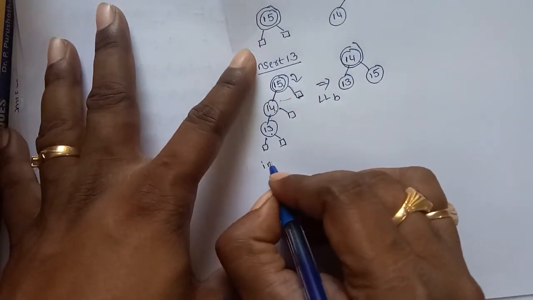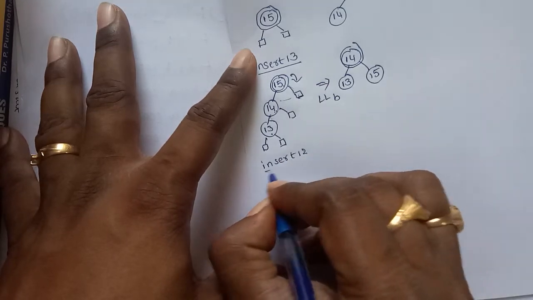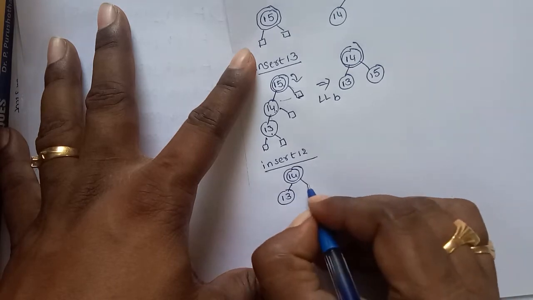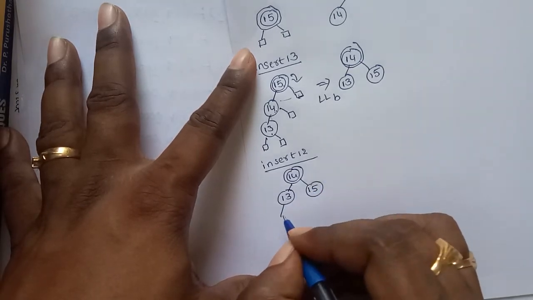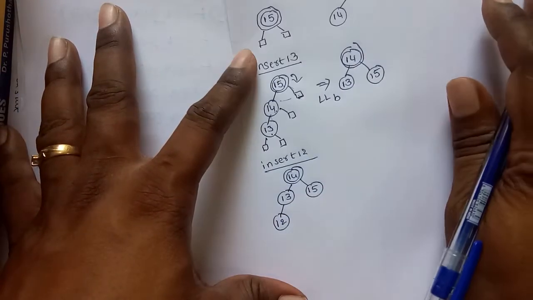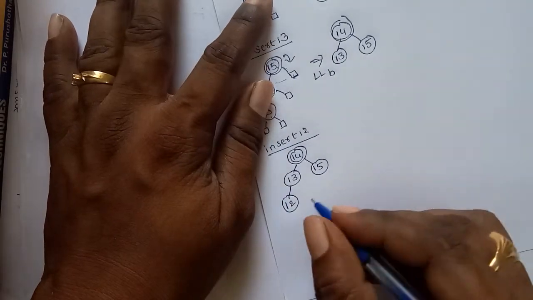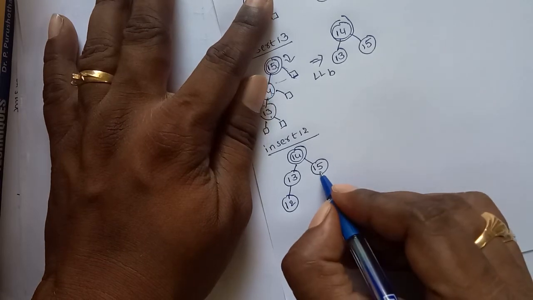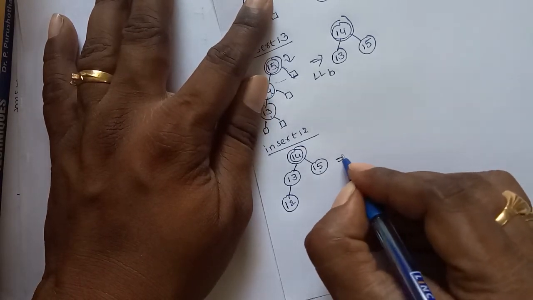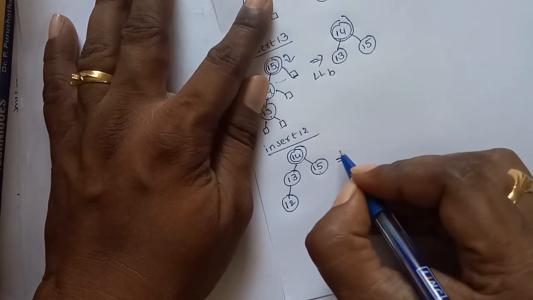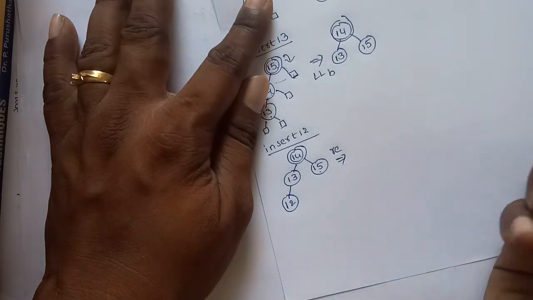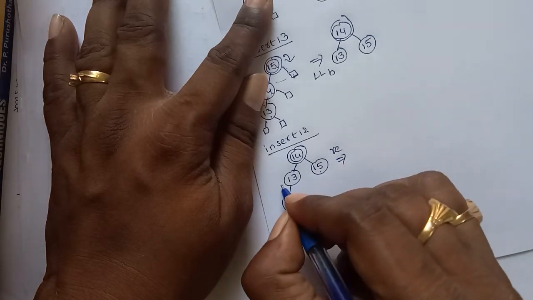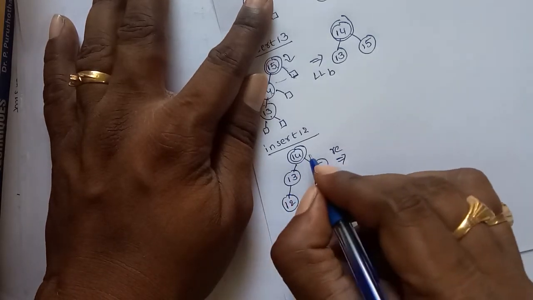Okay. Now insert 12. 14, 13, 15. This is the position of 12. Again, we have two consecutive red nodes, 13 and 12, and check the uncle node color. Here the uncle node is 15. 15 is colored red. So perform recolor operation. Recolor operation means change the color of their parent level and grandparent level.